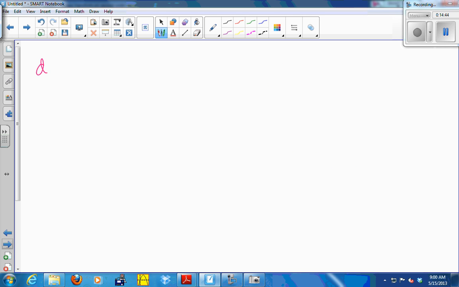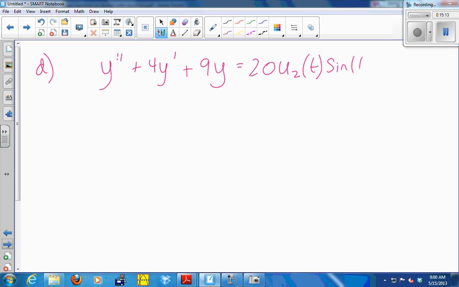All right, let's look at D. So calculate the Laplace transform for the solution to the initial value problem. Do not calculate the formula for y of t. Just get the Laplace transform. Okay, so my original problem was y double prime plus 4y prime and y of 0 is 1, y prime of 0 is 2.